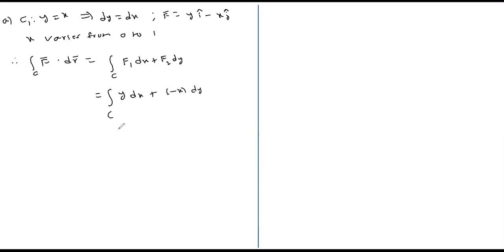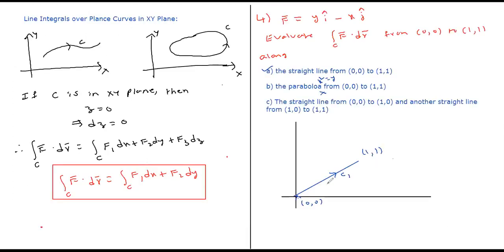Now I'm going to write everything in terms of x. What is y now? Y is nothing but x, so x dx, minus x into what is dy? dx, and x varies from 0 to 1. So what is this? Integral from 0 to 1 of 0 dx. Answer is 0. So what is the line integral along the first path? Line integral along the first path is 0.